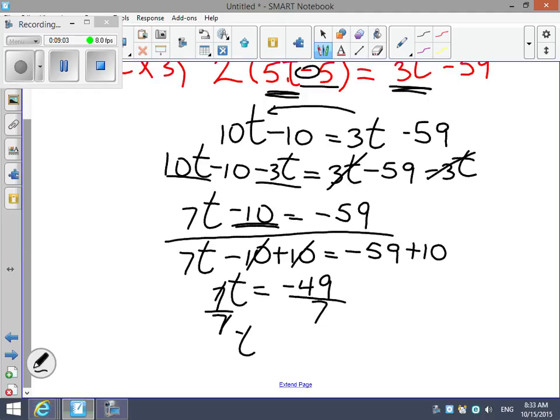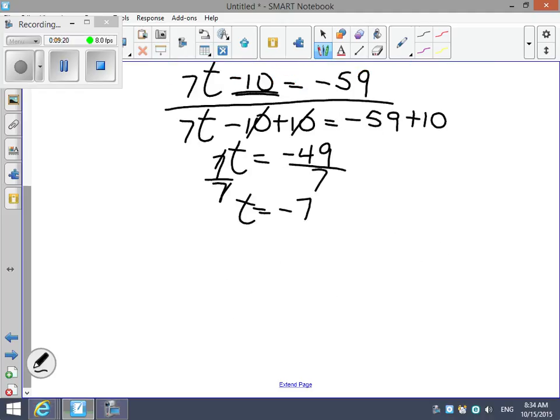Be careful here because this is a negative 49 divided by a positive 7, and a negative divided by a positive will be a negative answer. So that will be negative 7. Yes, we have to check, but it's not a big deal.